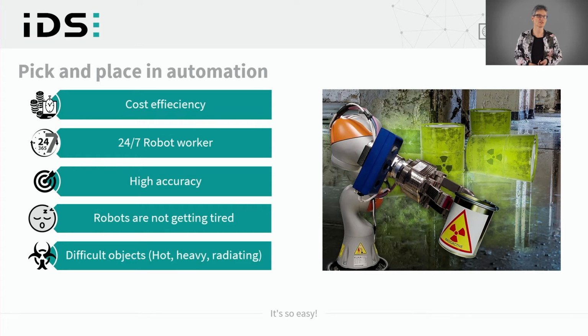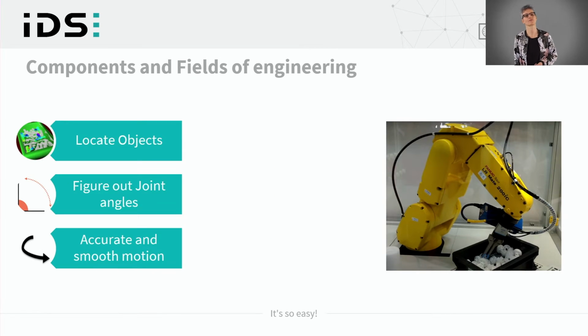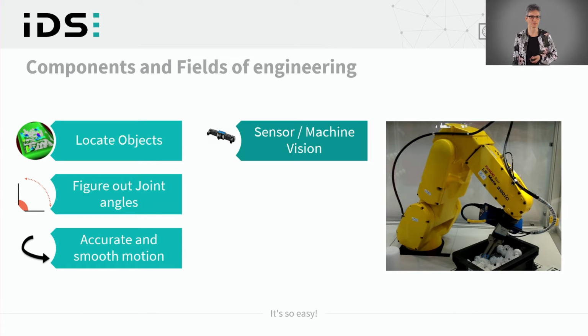So these are the reasons why some tasks are likely to be replaced by robots. Pick and place systems involve three main fields of engineering. Let's have a closer look at these fields. First, you have to locate the objects. Think about the example of the lunch. You have to figure out where your fork is located. This is the job of the vision system.